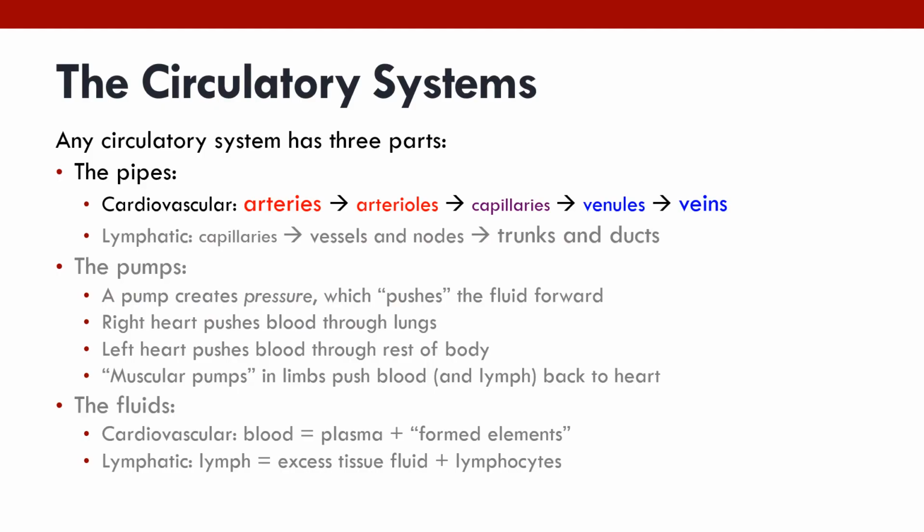Okay, but first we're going to talk a little bit about vascular gross anatomy. So any circulatory system, as we mentioned, has three parts: the pipes, the pumps, and the fluids. The pumps we have taken care of in the cardiac anatomy lecture, the pipes we're going to take care of today. There are 5 levels of blood circulation here, okay?